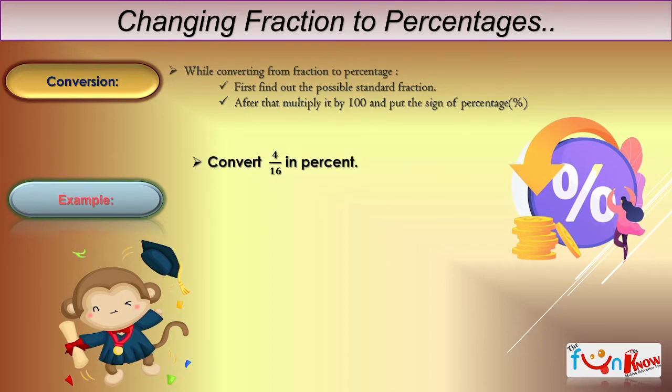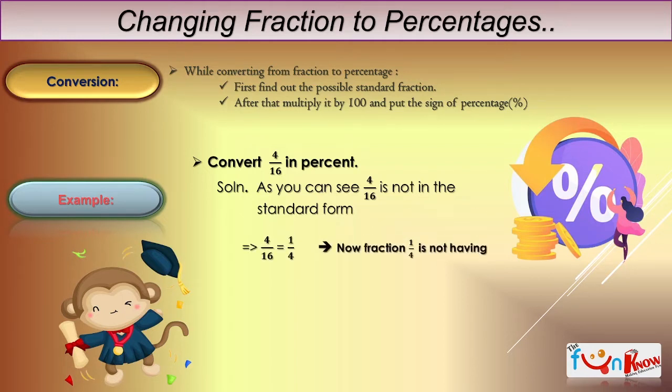Let us see with an example. Here the question is convert 4 by 16 in percent. So this is a fraction given to us. Now we will make sure this fraction is a standard fraction. Is this fraction a standard fraction, students? No, we can divide it further. Standard fraction is something where we cannot divide it further, but 4 and 16 we can divide it further. So after dividing 4 and 16 we can get 1 by 4. So now this is a standard form of a fraction because we cannot divide it further.